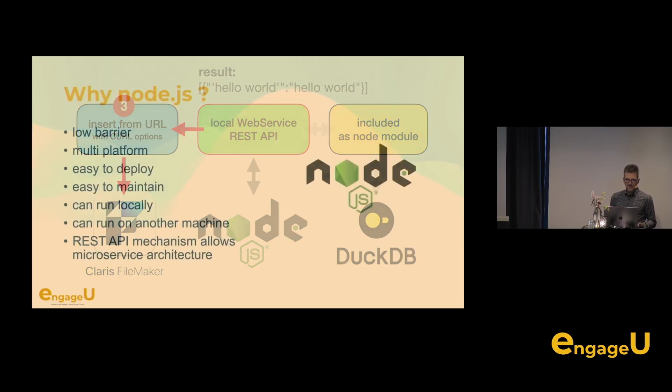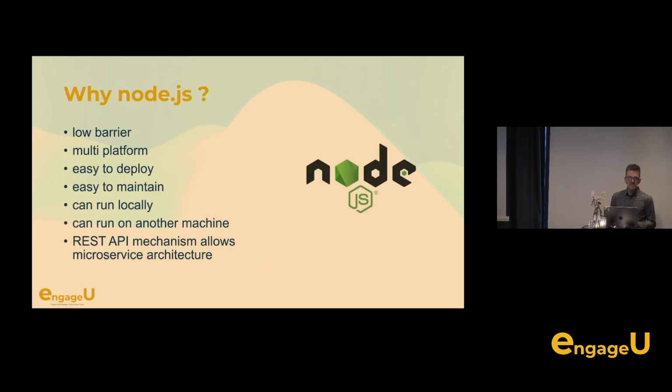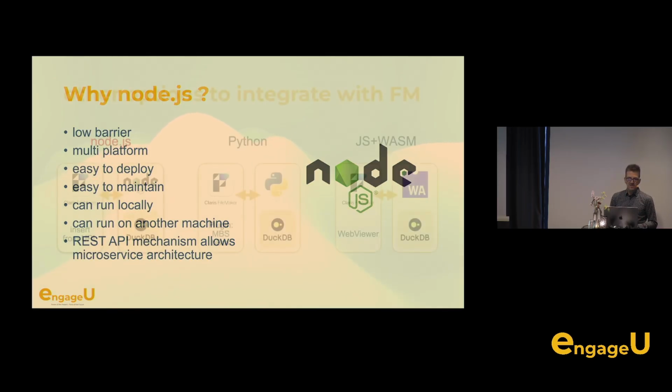Why Node.js? Because it's low barrier, it's available on all platforms. I'm no Node.js guy. I just asked ChatGPT to do some example and was surprised how small code and how easy it is. It is easy to deploy, easy to maintain. You can run it locally or run on another machine. And if you do this REST API approach, you have a kind of microservice architecture, so you can easily integrate it in an existing environment that you might already have in your solution.